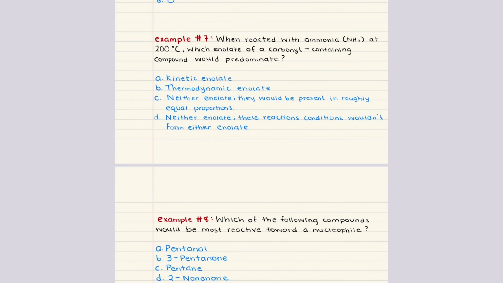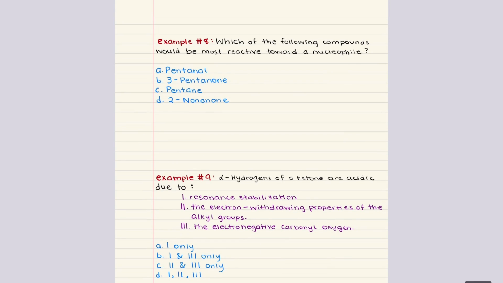In this problem, the reaction is carried out at 200 degrees Celsius. This is a high temperature, and with ammonia, which is a relatively weak base. So these conditions clearly favor thermodynamic control. The system has enough energy to reach the more stable product, and the reaction can equilibrate over time. Therefore, the correct answer here is B, thermodynamic enolate. Problem 8 says, which of the following compounds would be most reactive towards a nucleophile?